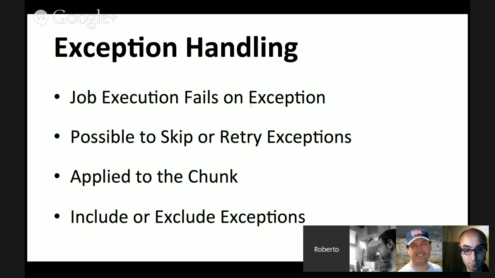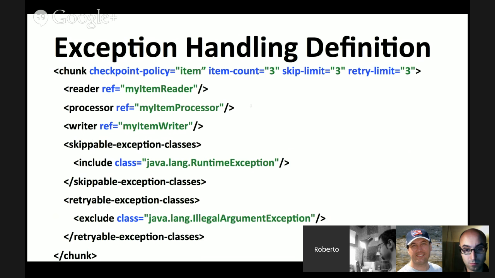Anyway, the exception handling is applied to the chunk processing style only. And I can either include or exclude exceptions from my exception handling. So let's look at how the XML looks. It's a bit more complicated now, but what we added from the last XML was a skippable exception classes element and a retryable exception classes element. So what I'm saying here is that I want to include runtime exceptions as skippable, and I want to exclude illegal argument exceptions on the retryable classes. This is only a matter of including or excluding the classes that you want.